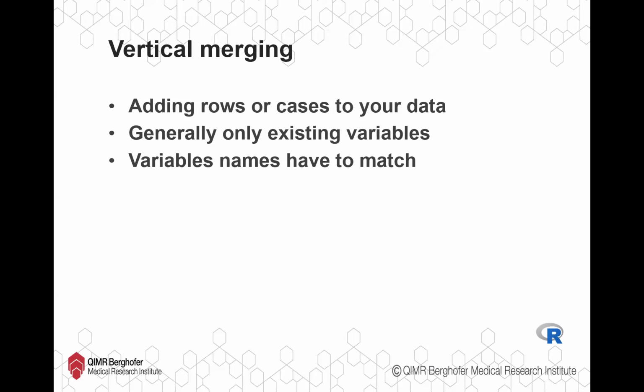So we're going to start with vertical merging. It's basically when you add rows or cases to your data. Generally, this is only existing variables, and you're just adding more rows or cases in those existing variables. And in R, like in most statistical software, the variable names do have to match for it to recognize that you're adding to the same variable. So let's jump across to R now.